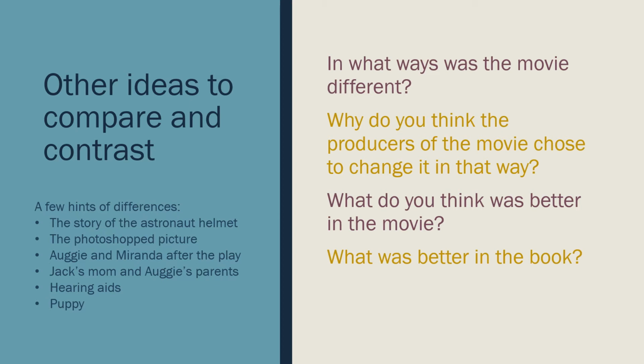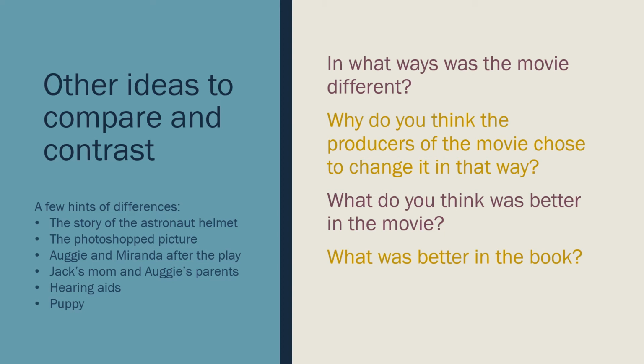Okay, so just some other ideas. There were a few things that I wanted to point out. The astronaut helmet was a very different story. The photoshopped picture was a little bit different. Augie and Miranda, after the play, they cut out the part where Augie is lost. Jack's mom and Augie's parents and the relationship that they developed. They completely cut out the hearing aids. Never said anything about that. They didn't talk anything about the puppy after Daisy passes away. So something to think about before we talk about our assignment.